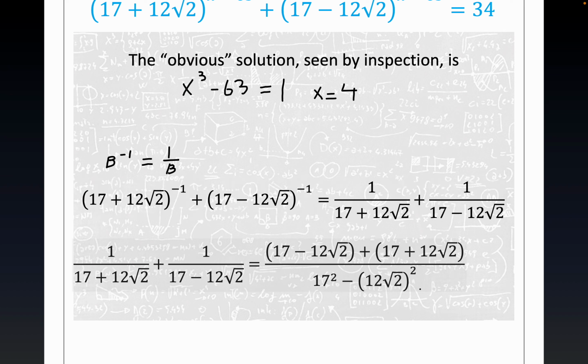Now, what makes this thing fly is this difference of two squares result. This is actually equal to, I think, 289 minus 288. Right? And so you see how this works out very, very nicely here. That's just equal to 1.